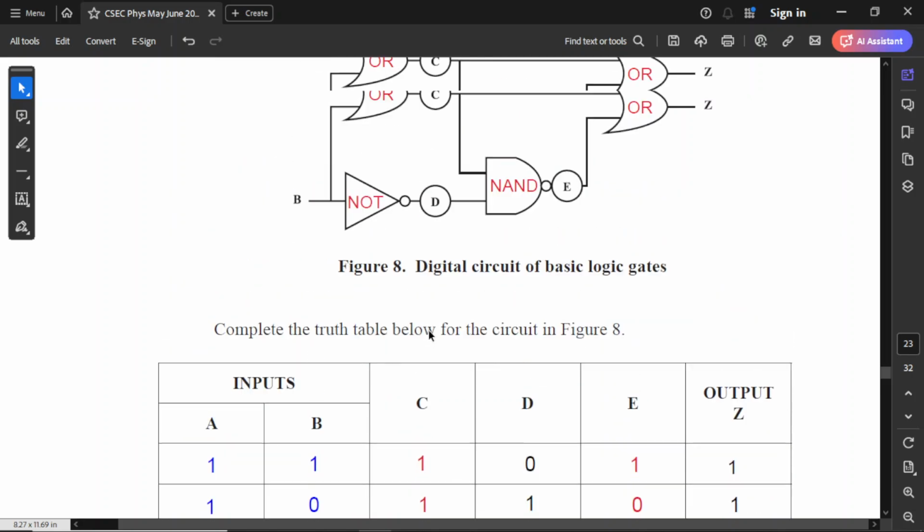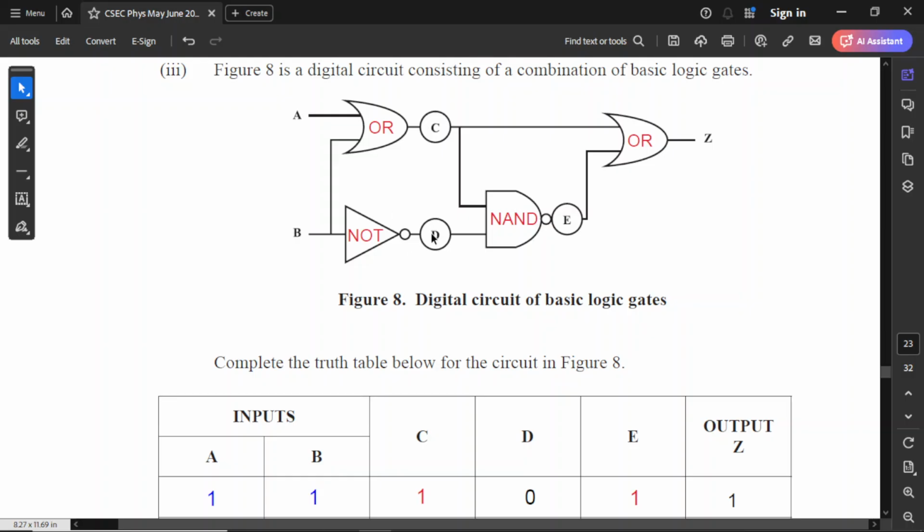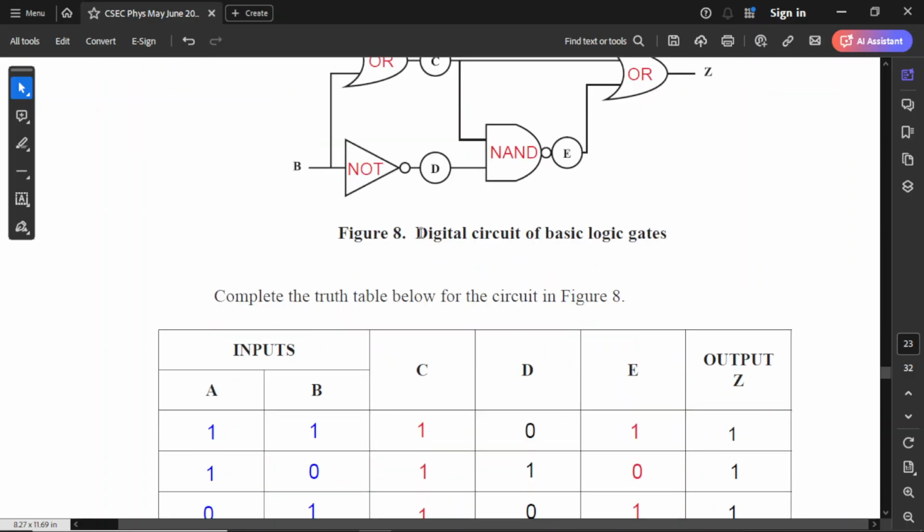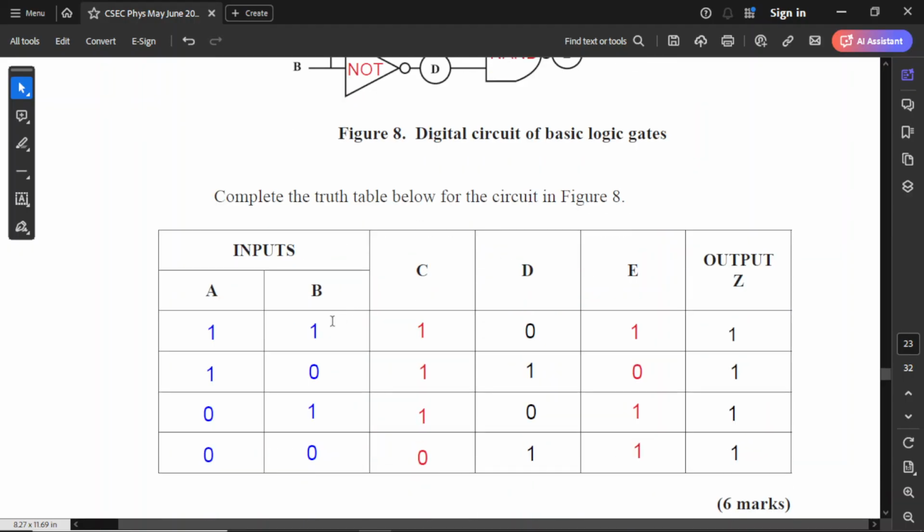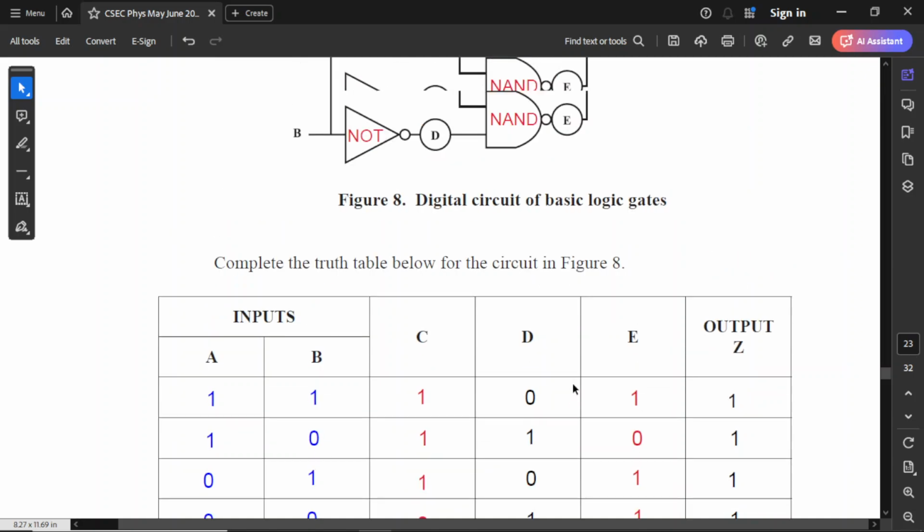All right, then the next one we can figure out is D, but D is affected only by B. And this is a NOT gate. NOT means the opposite. That means D is always the opposite of B. So you have to look at B to find D. If B is 1, D is 0. If B is 0, then D is 1. And if B is 1, then D is 0. And if B is 0, then D is 1.